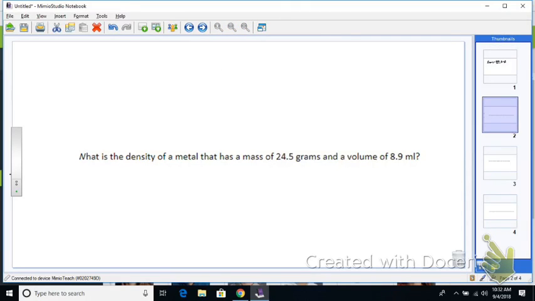So, what is the density of metal that has a mass of 24.5 grams and a volume of 8.9 milliliters? So, pretty much just divide those. You're right. Because sometimes you can't assume it, because sometimes you'll have units you might have to convert. But on this one, we're going to get units grams per milliliter. Okay, so give it to me with correct significant digits as well.